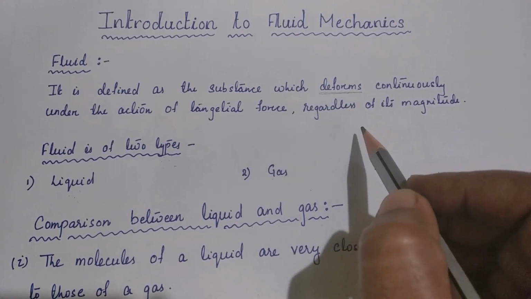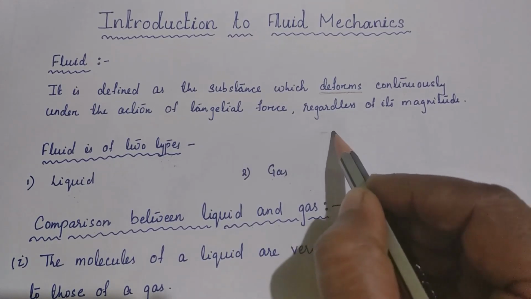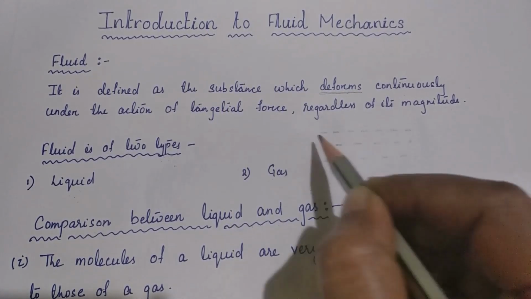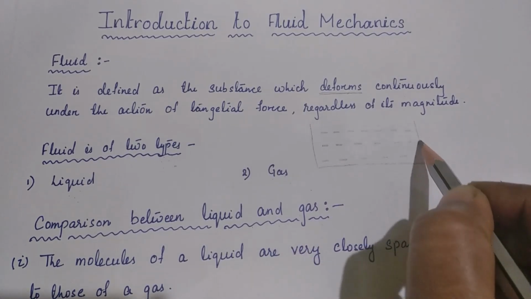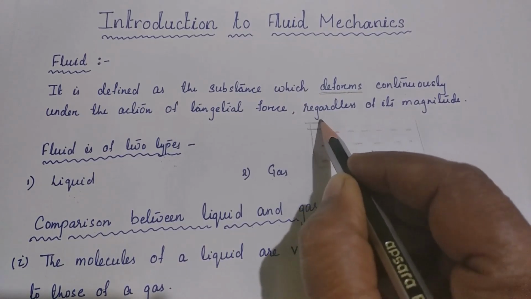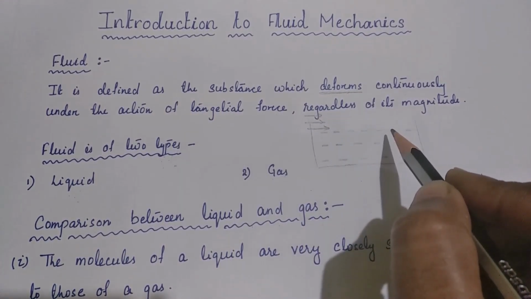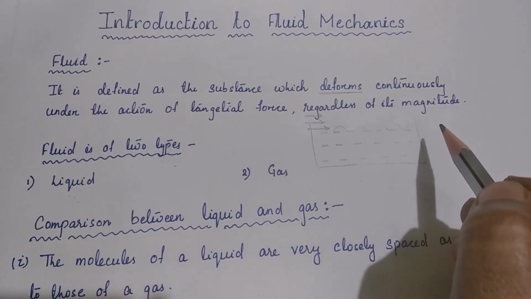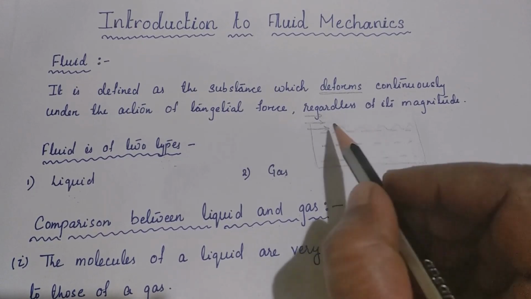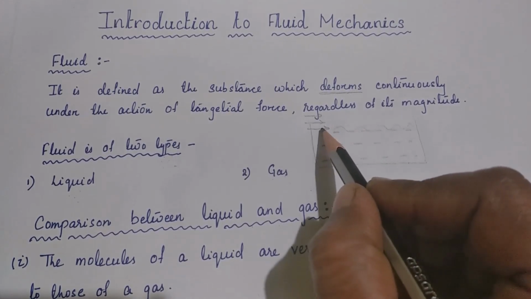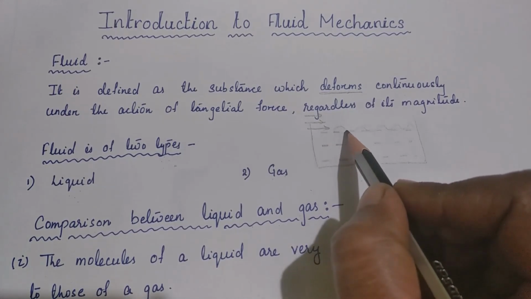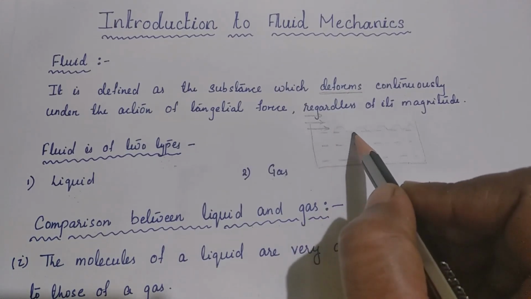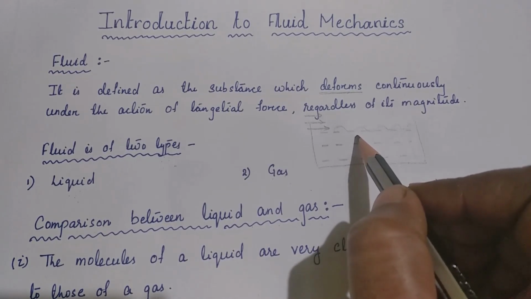Let us try to understand this in simple terms. Let us assume a certain volume of water, let's say in a container. So here what we will do, we will apply tangential force on the surface of water, and we will observe that there is a continuous deformation on the surface of water. The deformation is due to the application of tangential force here. So we can say that the substance which deforms continuously under the action of tangential force is known as fluid. I think the definition of fluid is clear.